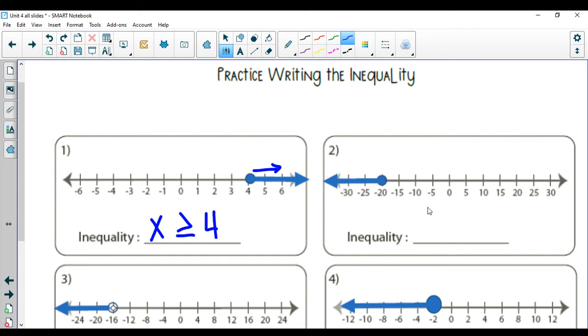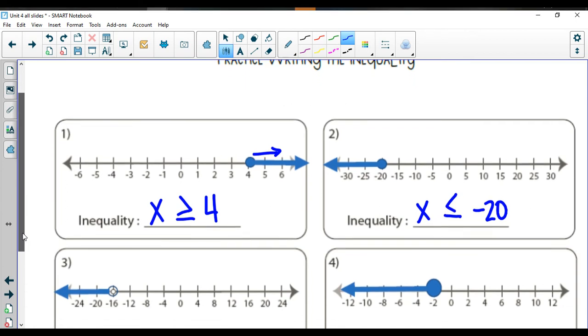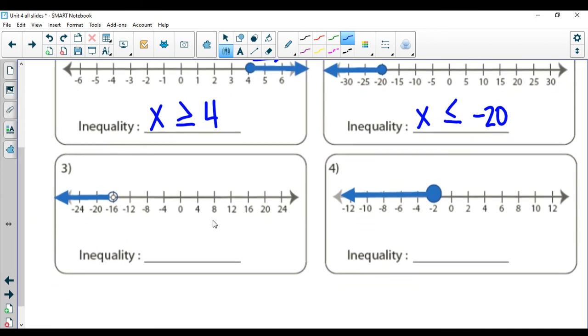In number 2, my target number is a -20, so I'm going to put x and my -20. Noticing it is closed in, it's going to be an or equal to one, and it is pointing to the left. So x is less than or equal to -20. In number 3, our target number is -16, so I'm going to put a -16 and an x. I notice it's open, which means it's either less than or greater than, and it is shading down to the left. So x is less than -16.